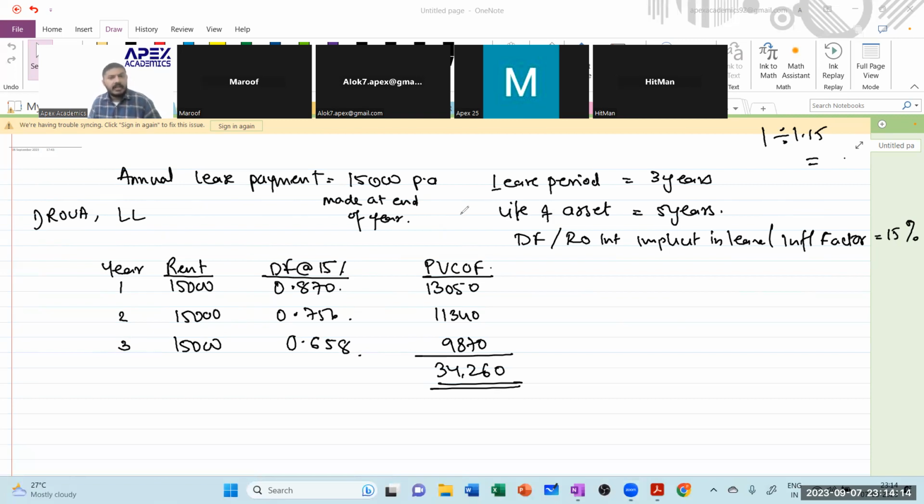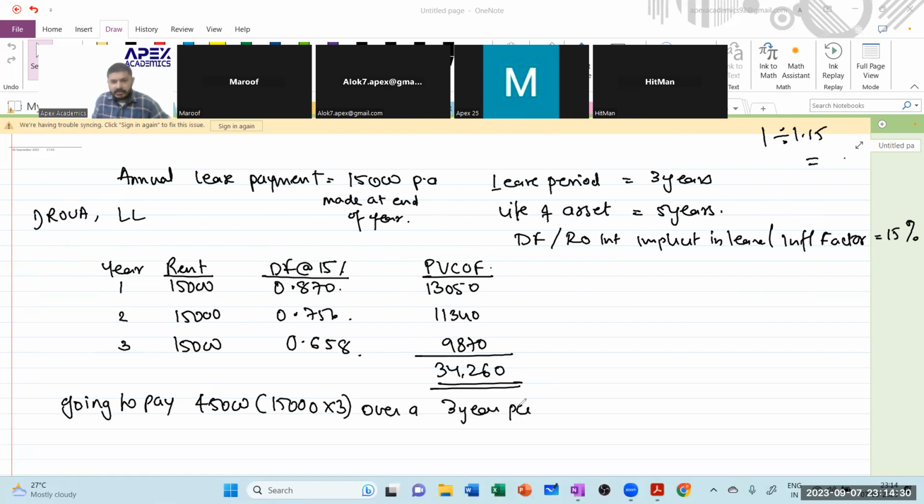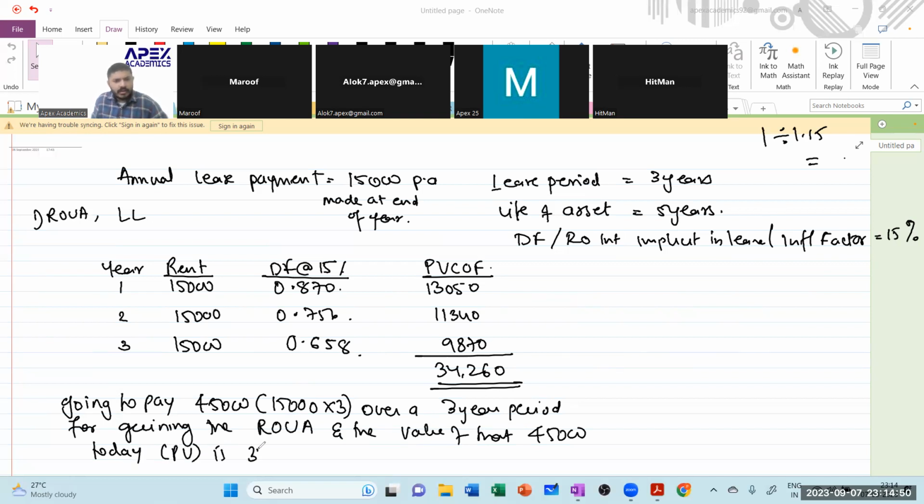Don't worry about that. Now what happens is, you are essentially going to pay 45,000 over a 3-year period for gaining the right of use of the asset, and the value of that 45,000 today, that is its present value, is 34,260.